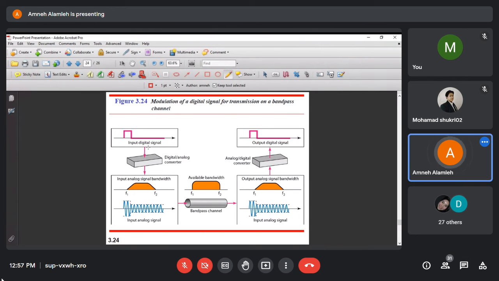This figure illustrates the modulation process. At the beginning, the input digital signal goes through the digital to analog signal converter. Then, as we see, this is the input analog signal with bandwidth starting from F1 to F2, not from 0. So this is the input analog signal after conversion, which goes through the available bandwidth, which is the band pass channel.